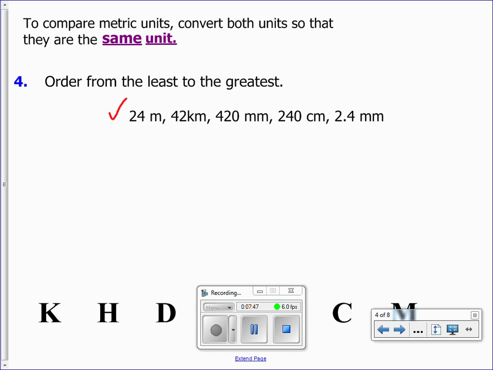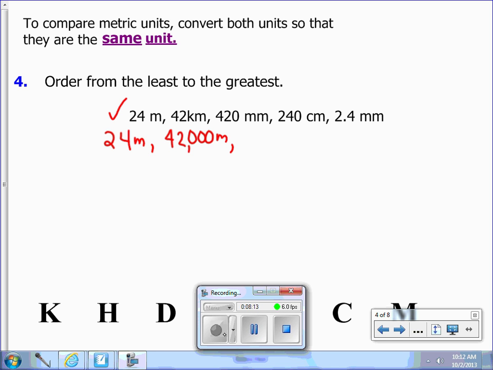So now we're going to convert each of these measurements to meters. We do not have to change the first one. It's going to be 24 meters. Now we need to change 42 kilometers to meters. What is that going to be, class? We're moving the decimal to the right 3 places. So that would be 42,000 meters.